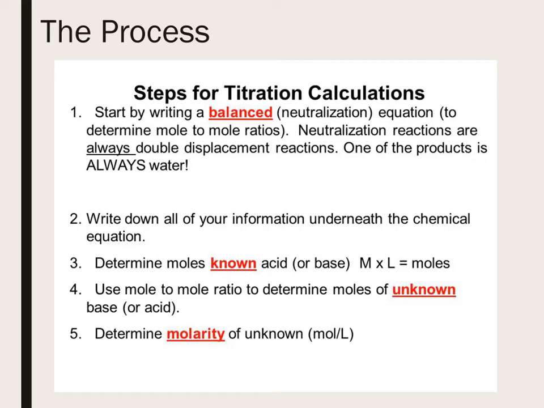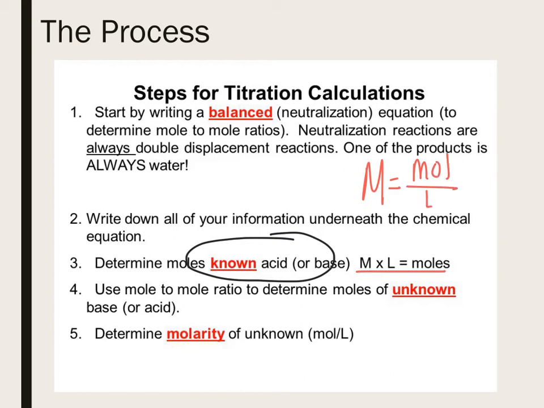The next step is to determine the number of moles of known substance. So if you know the acid, find the number of moles of the acid. If you know the base, find the number of moles of the base. Remember, we're dealing in molarity, and molarity is moles per liter. You have to have the correct units. It is important and critical that you have the volume in liters. So once you find the molarity, you can find the moles.